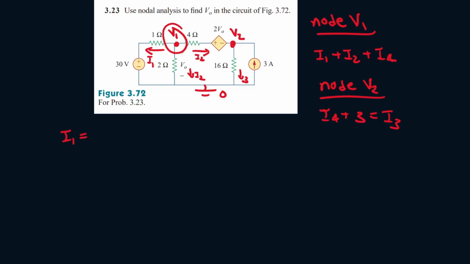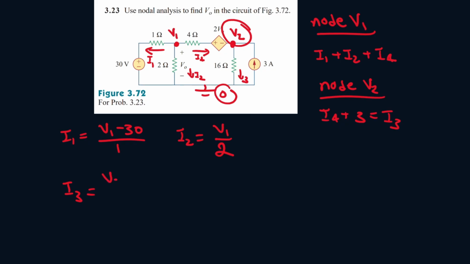So I1, it goes from high potential to a low potential. So V1 minus 30 all over 1. I2, it'll be V1 minus 0 all over 2. I3, it'll be V2 minus 0 all over 16. And then I4 is where it becomes tricky. Let's say this point is VA. So I4 will be high potential V1 minus low potential VA all over 4.